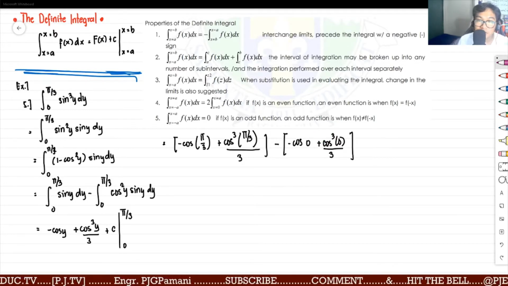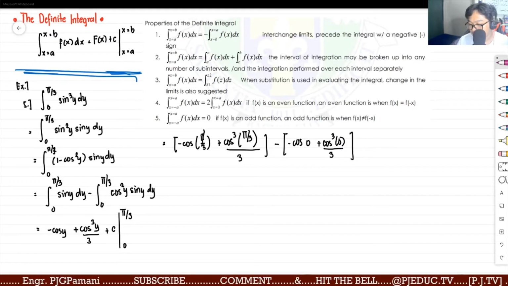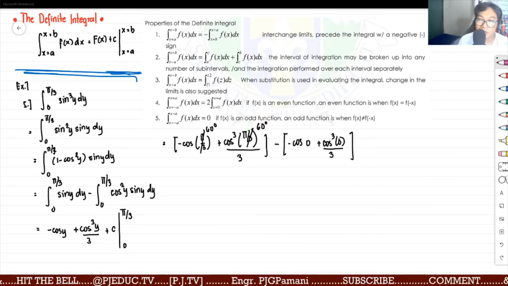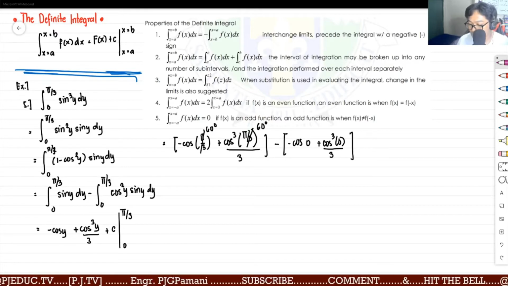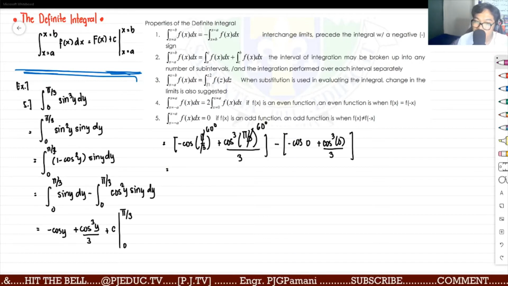Given that it is in radian, you may solve this using your calculator, but make sure that your calculator is in radian mode. If your calculator is not in radian mode, or you forgot to switch from radian to degree or degree to radian, pi over 3 is basically 60 degrees, or pi over 3 is in radian form. Multiply it with 180 over pi, which gives you an angle of 60 degrees. Okay?